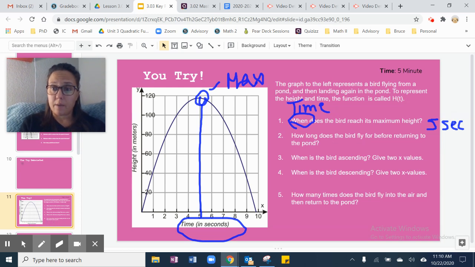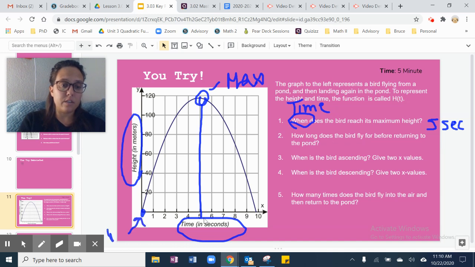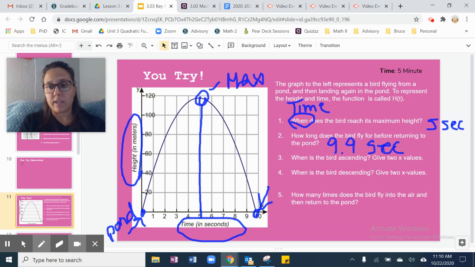How long does the bird fly before returning to the pond? Well, if our y-axis is our height, that means that this is where it starts on the pond, and the pond is therefore at 0. So the next time it reaches 0 is over here. And that's not exactly on 10, so I'm going to say at about 9.9 seconds, it comes back to the pond.